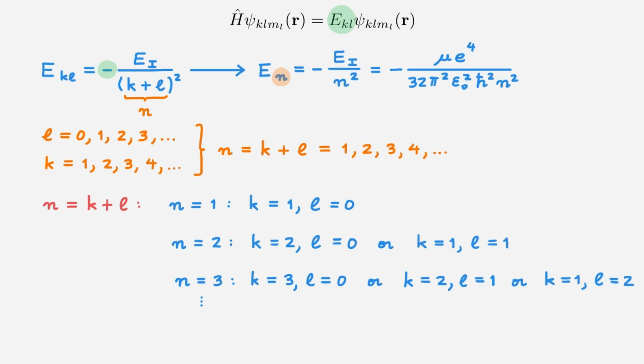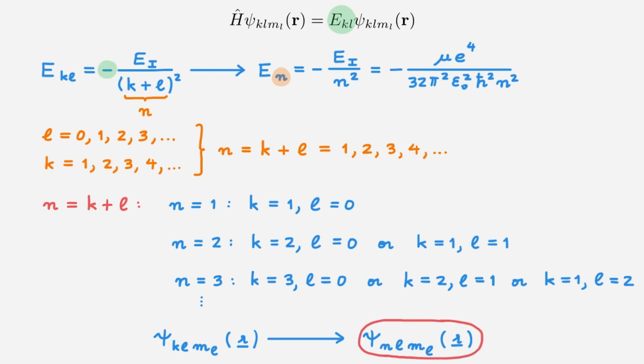Now, if we use n as a quantum number for the eigenvalues, then it would also make sense to use n as a quantum number for the eigenfunctions. This means that we can either label the eigenfunctions with the quantum numbers k, l, and m_l like this, or with the quantum numbers n, l, and m_l like this. This second option is the most common, but we will make sure that we clarify the relation between the two throughout this video.